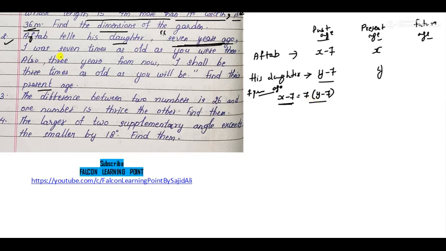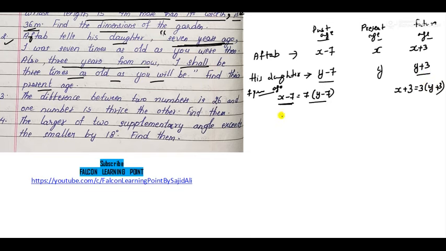Now after 3 years, also 3 years from now, or sometimes they may write 3 years hence. Okay, 3 years hence means the future. So after 3 years he will be x plus 3 and she will be y plus 3, correct? So now what is it telling? I shall be 3 times as old as you will be, meaning he will be 3 times as old as she. Got it? So these are the two expressions.